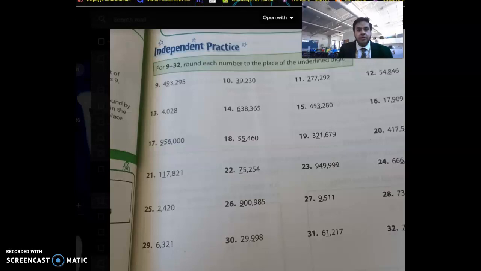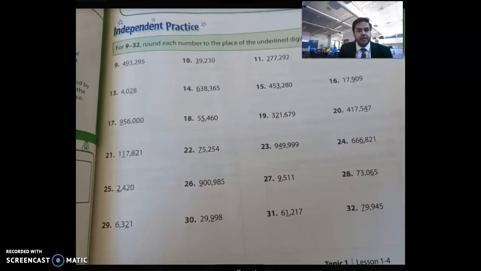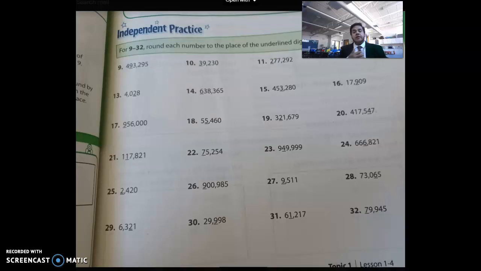Hi guys, so as we just saw in the video explaining what rounding is, you already know: you look at the number next to it. If it's a 5, you go up. And if it's a 4 or lower, you go down. So let's take a look at our first problem.